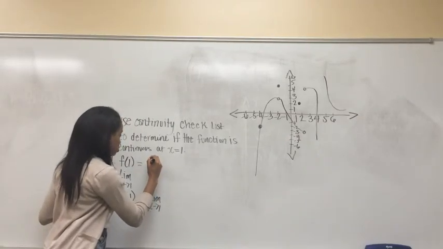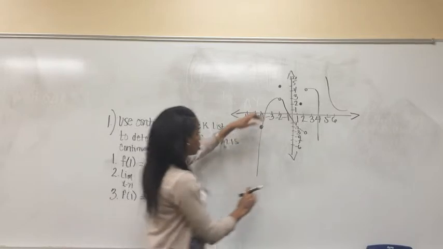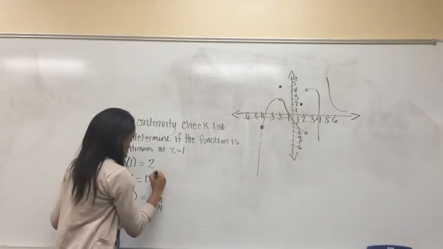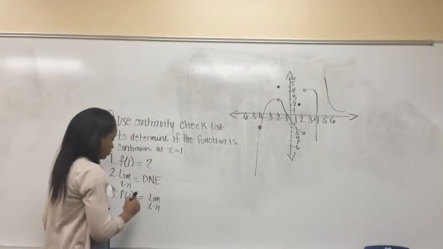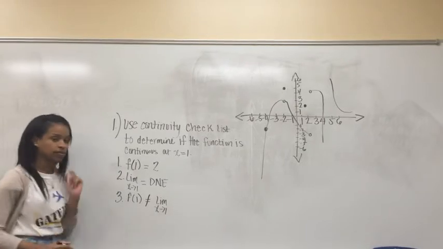because of the closed circle. And looking at the graph, as x approaches 1, is nothing. So, it does not exist. Therefore, this function is not continuous.